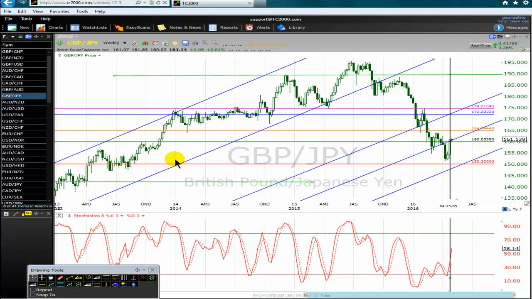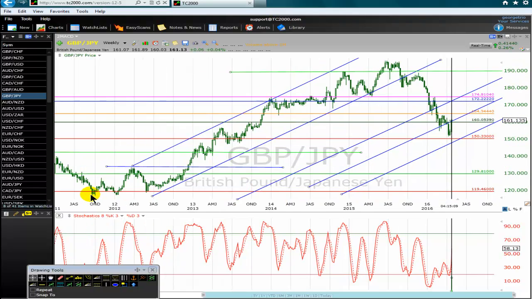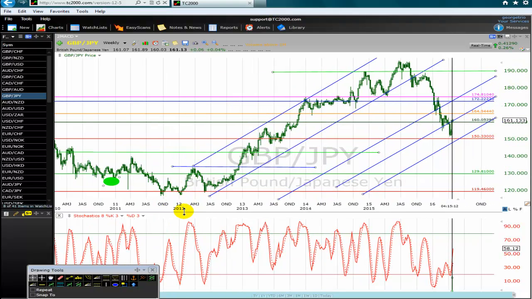Here it is. You see the weekly chart. We can see that the British pound yen was going down from 2012 up to 2015 in this rising channel. Here it is, this rising channel, the first one here.